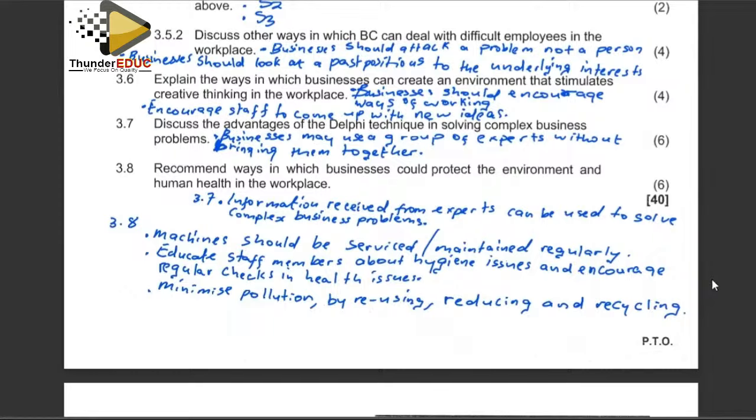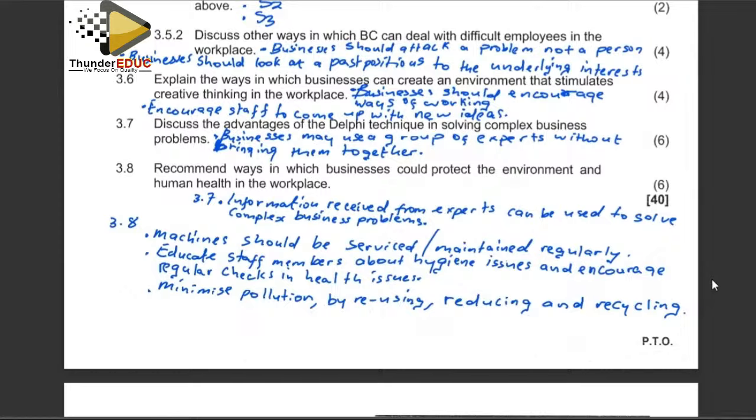So now we're saying that ways in which businesses could protect the environment and human health in the workplace: machinery should be serviced or maintained regularly. Also educate staff members about hygiene issues and encourage regular checks in health issues. Also minimize pollution by reusing or reducing and recycling as well. Okay, right, grade 12. So in this regard, we are done with our question 3.